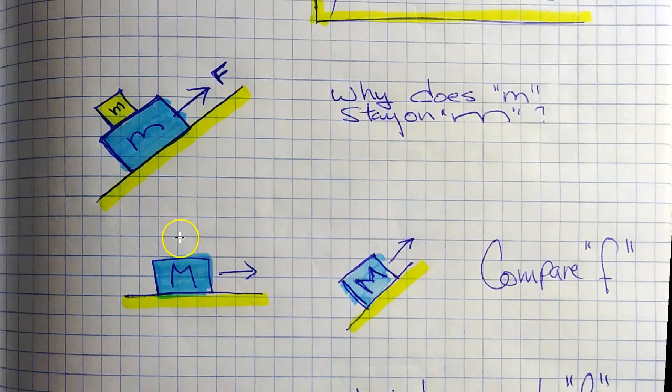So the block that's being pulled across a horizontal surface has a higher normal force than the one being pulled up the incline, because we have a trig problem here. And if you think about that, let's take it to the maximum. If it was being pulled straight up and down, there would be no normal force. With no normal force, there's no friction.